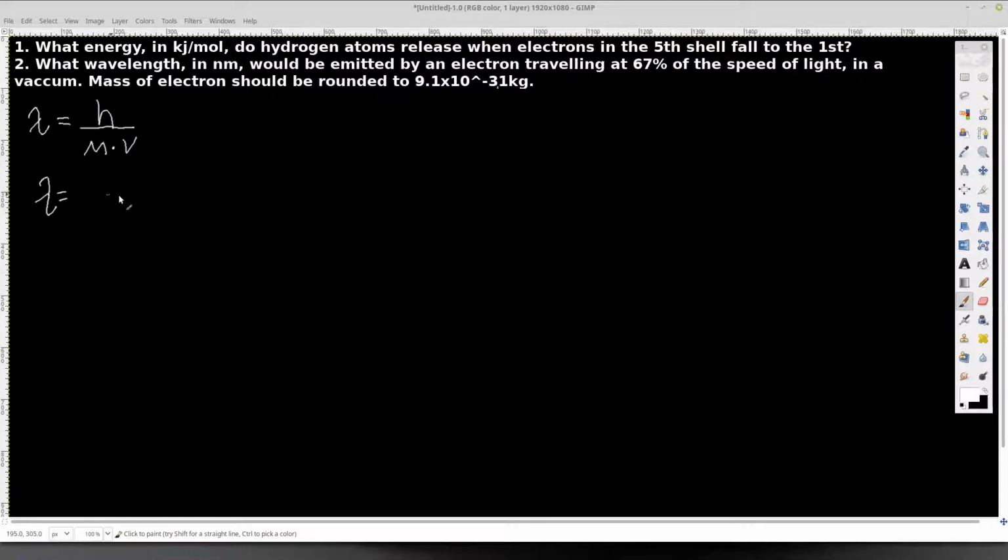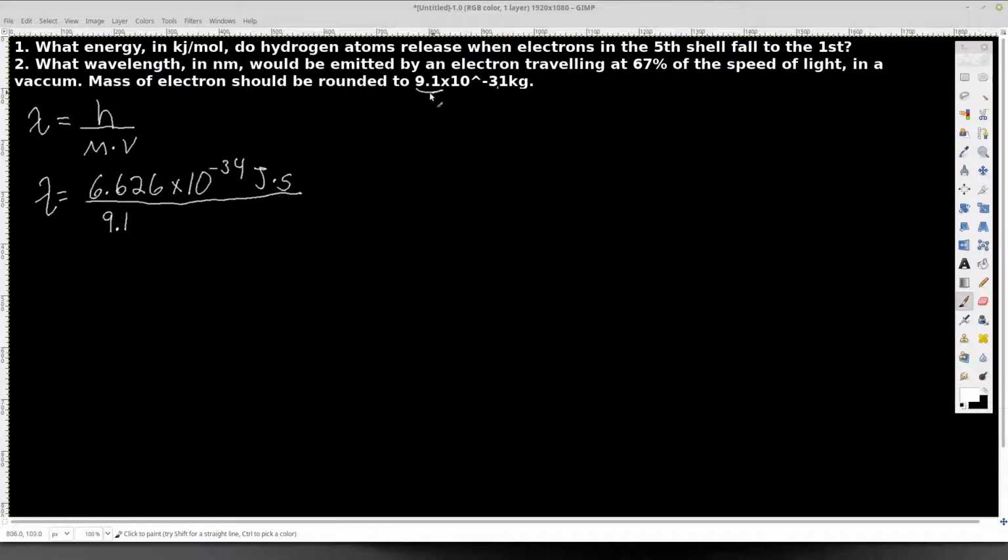We need Planck's constant, which you guys and gals know now that I like, 6.626 times 10 to the negative 34th joules times a second divided by, now I need the mass. The mass was, in this case, 9.1. That's what was given to us.